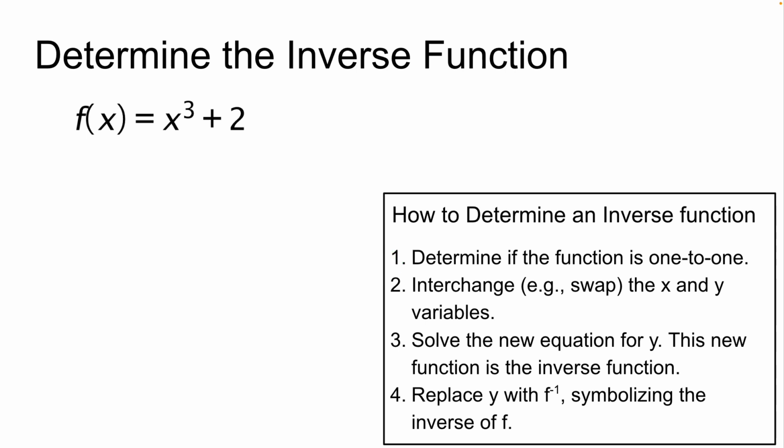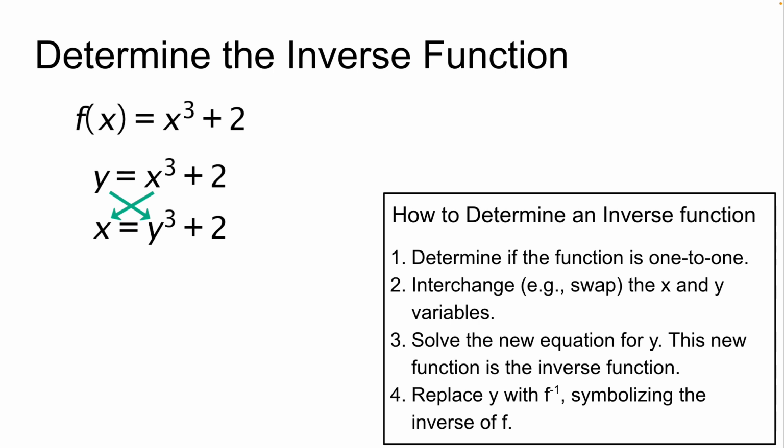The second step is to interchange or swap the x and y variables. Well, our function f of x does not explicitly have a y variable, but f of x and y are interchangeable. So let's replace f of x with y, and so we would end up with y equals x cubed plus 2. And now let's interchange or swap x and y. So if I swap x and y in the formula, I would end up with x equals y cubed plus 2. Now we need to solve this new equation for y.